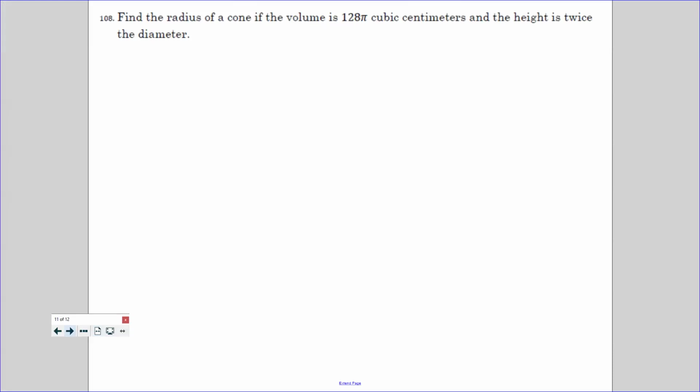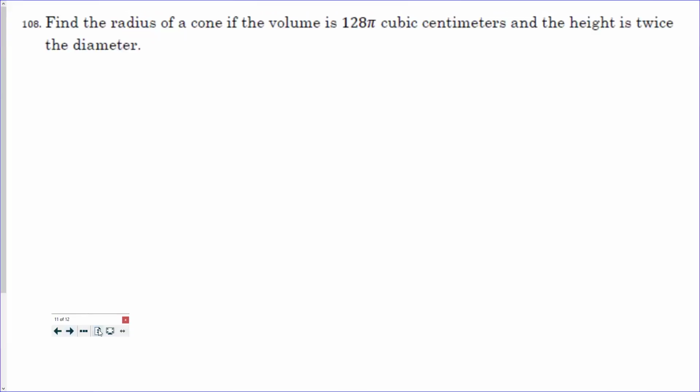You got 2 more. So in 108, find the radius of a cone if the volume is 128 pi cubic centimeters and the height is twice its diameter. So what is the volume of a cone? It's 1/3 pi r squared h. All right, this is the volume of a cone.